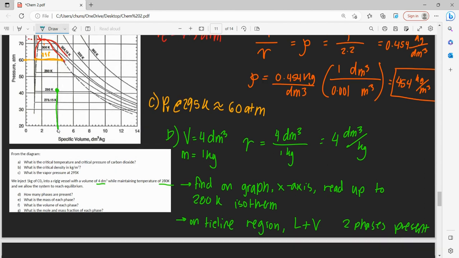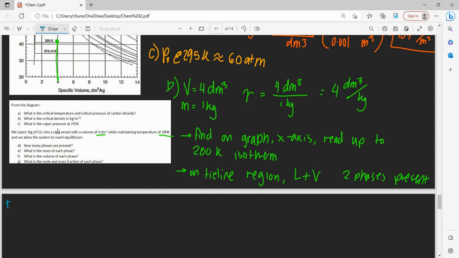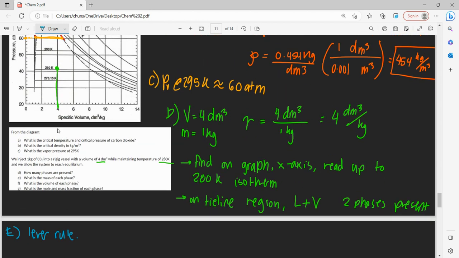All right. So now we want to find the mass of each phase. So this is where our lever rule comes in. So lever rule is to find the mass of different components that are in a 2-phase region using ratios. So that means we're going to want to find what our specific volume for our liquid and specific volume for our vapor are. So to recap, on this tie line, our V liquid is at the lower volume, and our V vapor is at the higher volume.